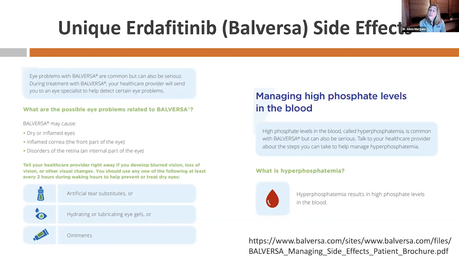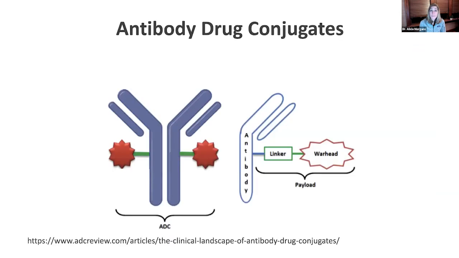And the other thing that this particular drug can cause that's a little unique is high phosphate levels, and that can be affected by diet. So you usually would do diet changes to lower phosphate. And then also sometimes we can use medicines to lower phosphate too. But these are two kind of unique symptoms or side effects of Balversa or erdafitinib that we just need to be aware of as we move forward and use this targeted treatment, which is highly effective.